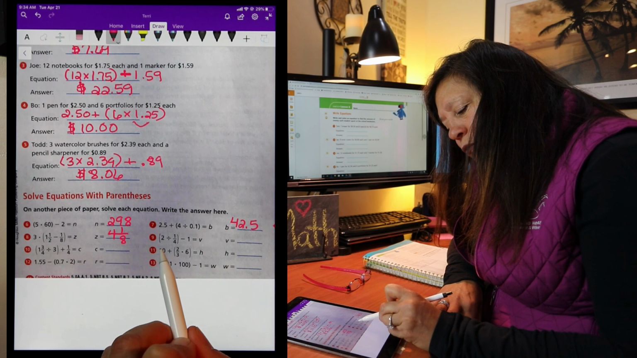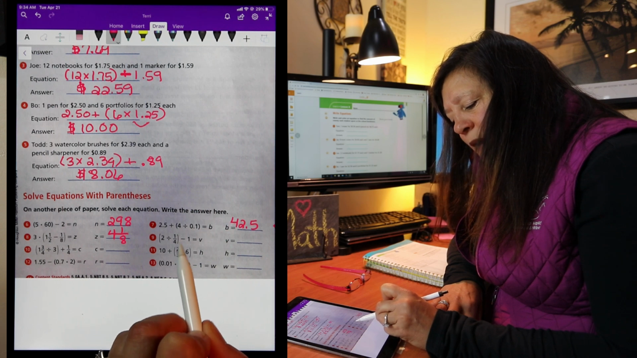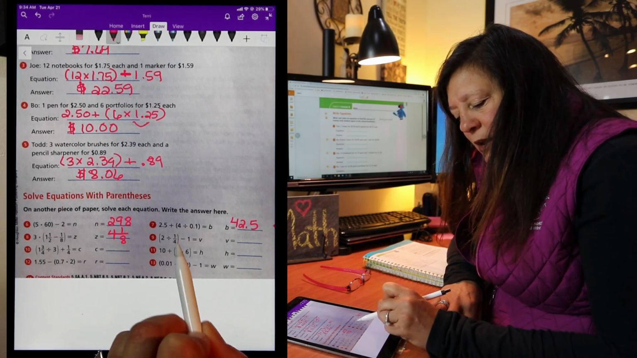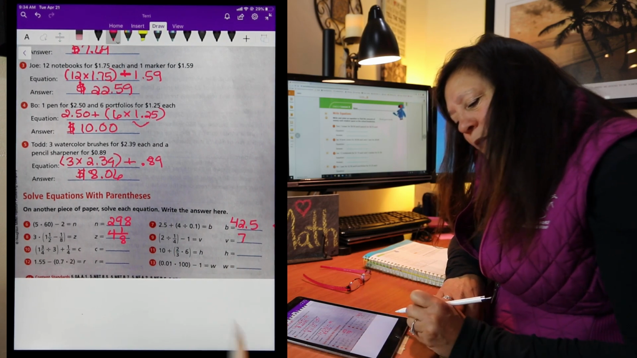Number 9, 2 divided by 1/4. Remember, the 2 goes over 1. Turn that into multiplication by flipping the second fraction. Okay, so it would become 4 over 1, and then subtract 1, and your answer will be 7 when you're finished.